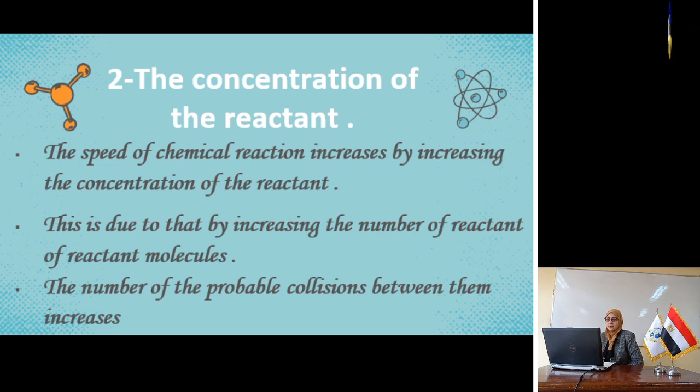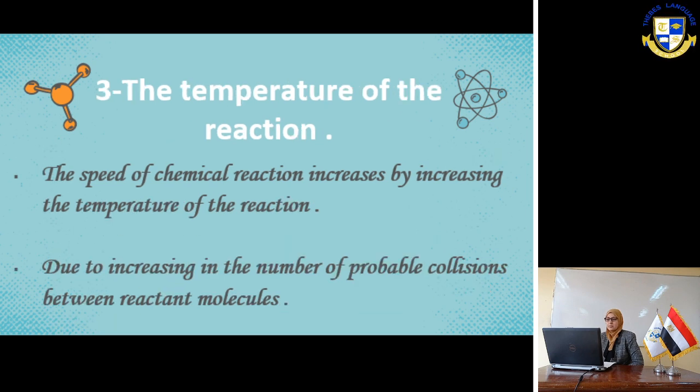Slide number 10. The concentration of the reactant. The speed of the chemical reaction increases by increasing the concentration of the reactant. This is due to the fact that by increasing the number of the reactant molecules, the number of collisions between them increases. Slide number 11. The temperature of the reaction. The speed of the chemical reaction increases by increasing the temperature of the reaction. By increasing the temperature, the speed increases due to the increase in the number of collisions between the reactant molecules.